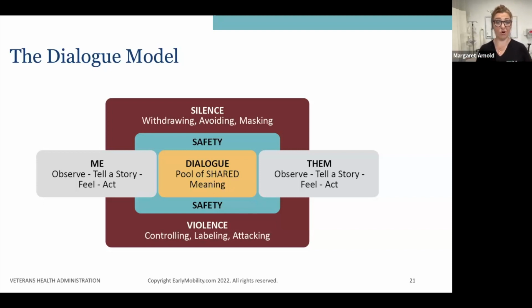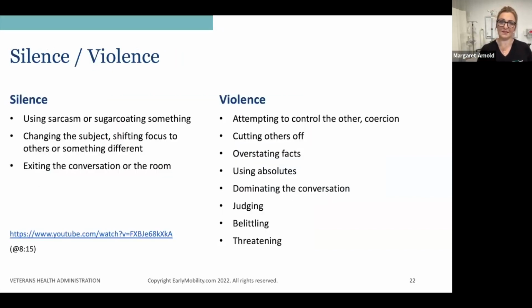Silence looks like withdrawing, avoiding, masking. We'll learn a little bit more about this in a little bit. Violence looks like controlling, labeling, attacking. Some examples of silent withdrawal: using sarcasm or sugarcoating something. Everything's fine. We're good. Don't need to talk about this anymore. Yep, got it. That is silence.